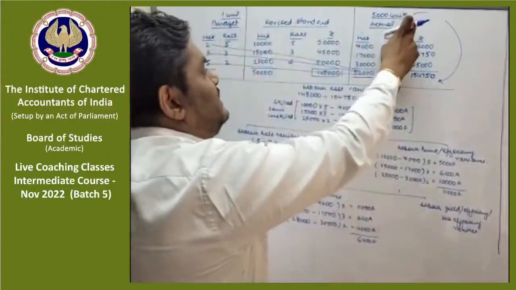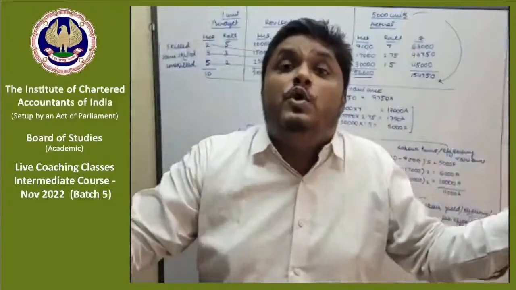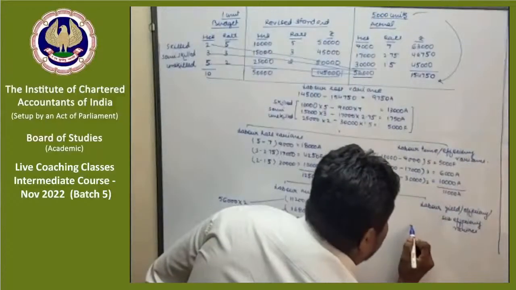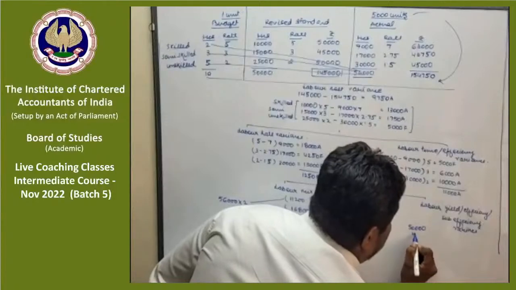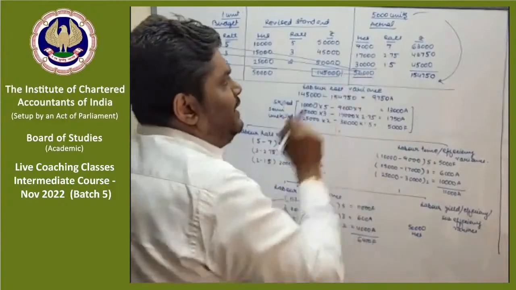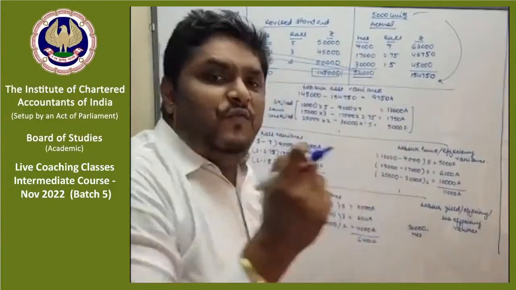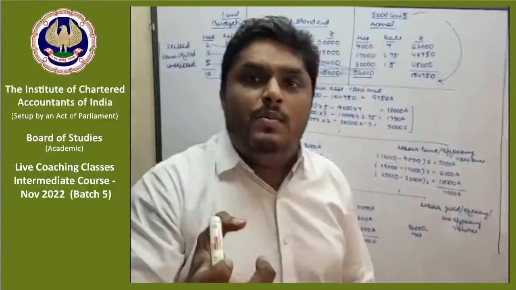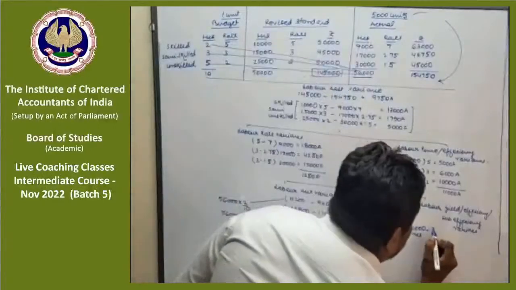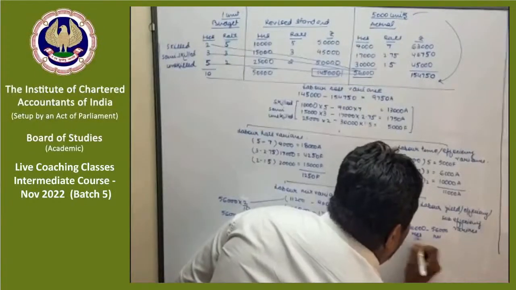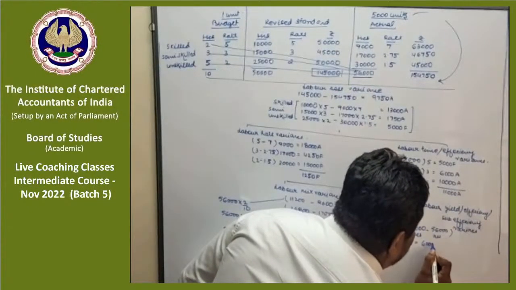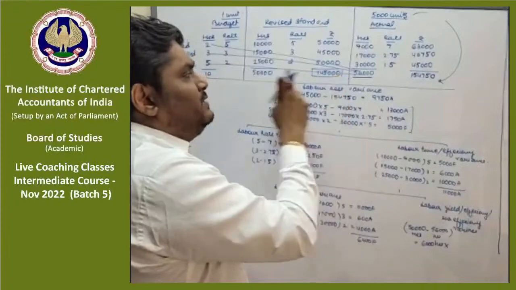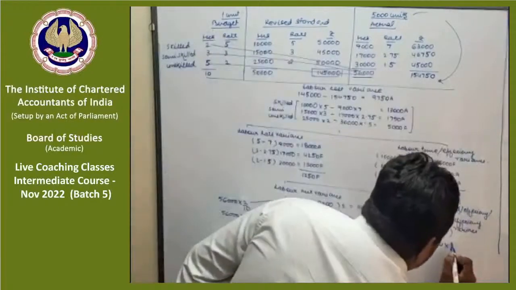For 5,000 units of output, how much input was supposed to be used? Very simple. 50,000 hours. How much did we actually work? 56,000 hours. How many hours extra did we work? 6,000 hours. Into the same weighted average rate, 1,45,000 divided by my budgeted input.